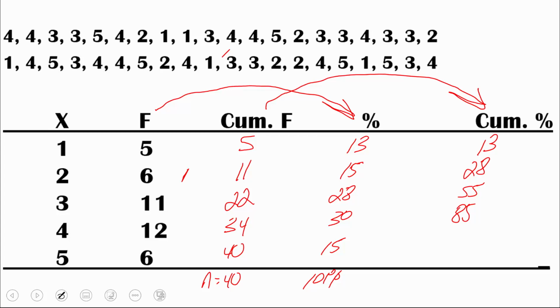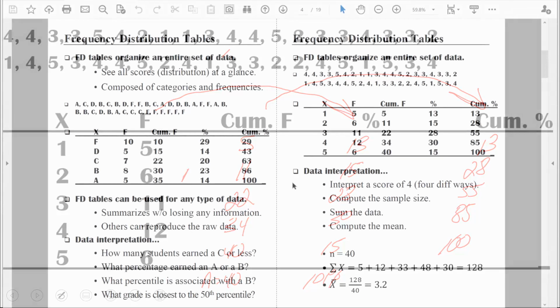We're trying to figure out what percentage of students earned a 5 or less. We know all students earned a 5 or less. And it says right there in the column of cumulative frequencies, 40 students earned a 5 or less. 40 divided by 40 would be 1 or 100%. And just to check our work, we can see 85% plus this 15% equals 100%. So either way you look at it, it works out the same.